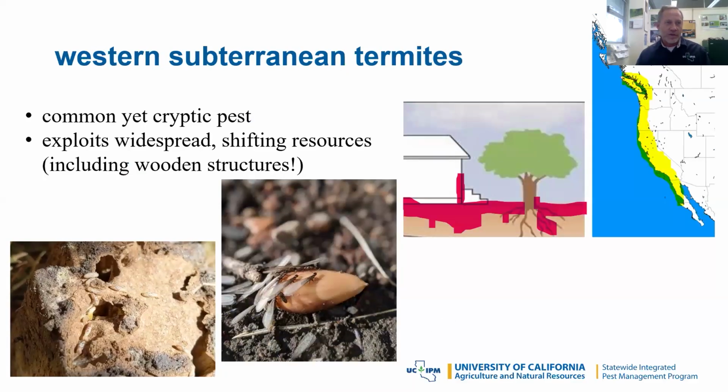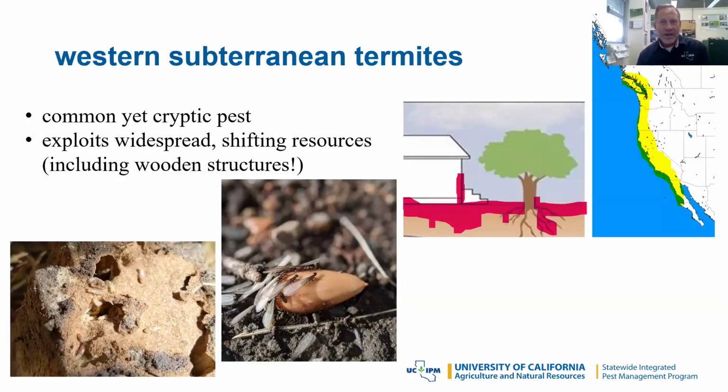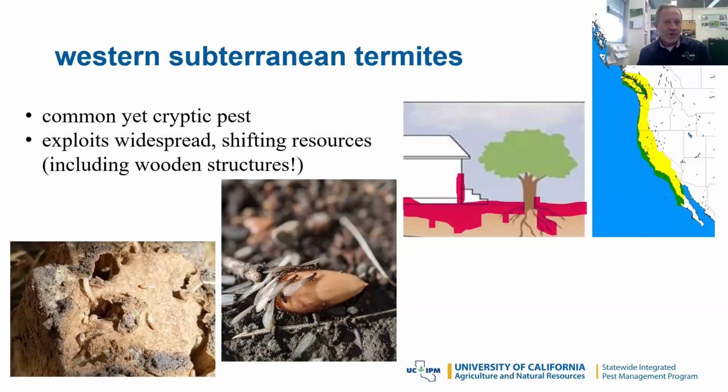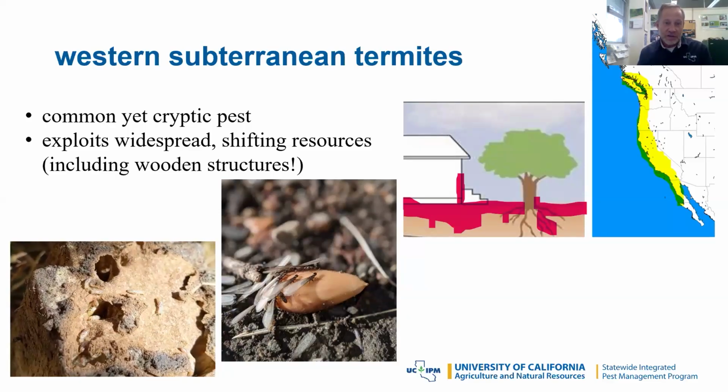All right, let's move on. Subterranean termites. These are native insects. They're very, very common, but you almost never see them. And that's because they're cryptic. They live underground, as their name suggests.